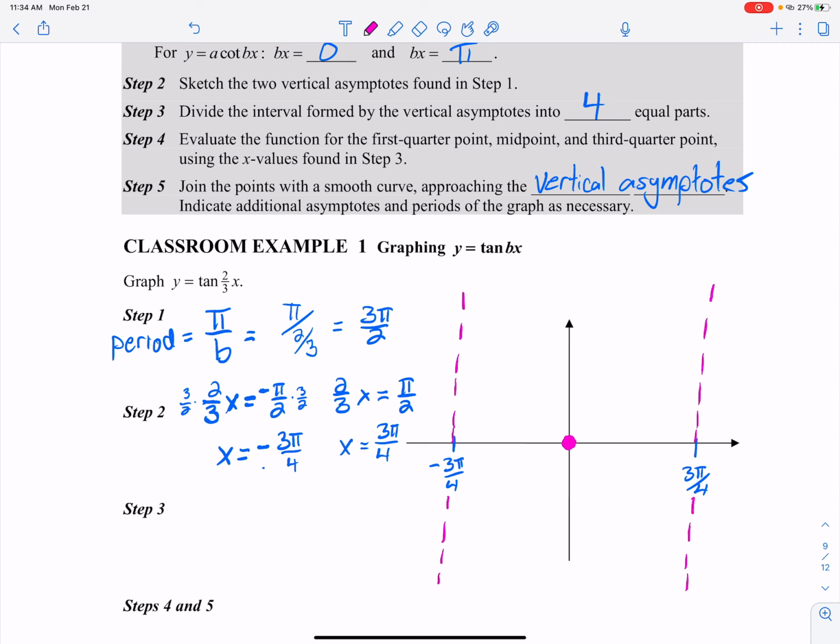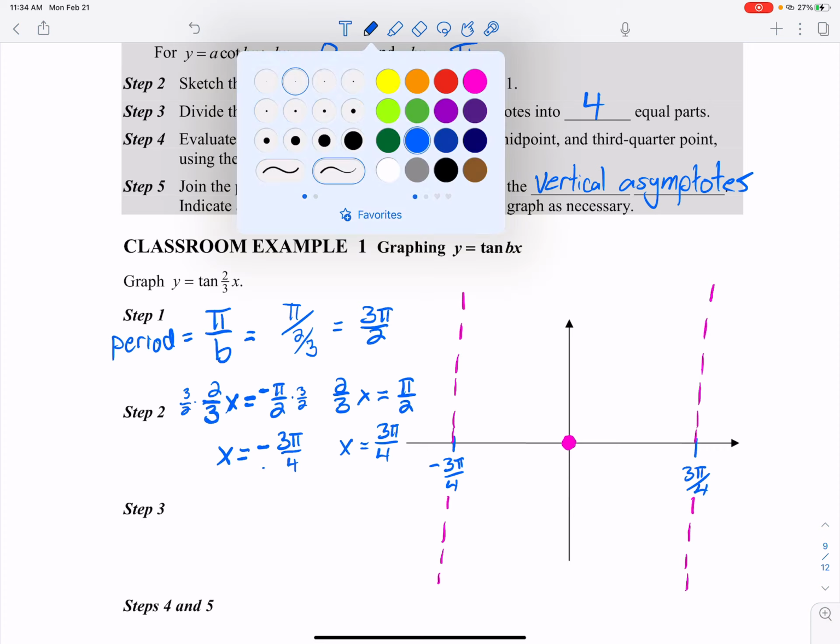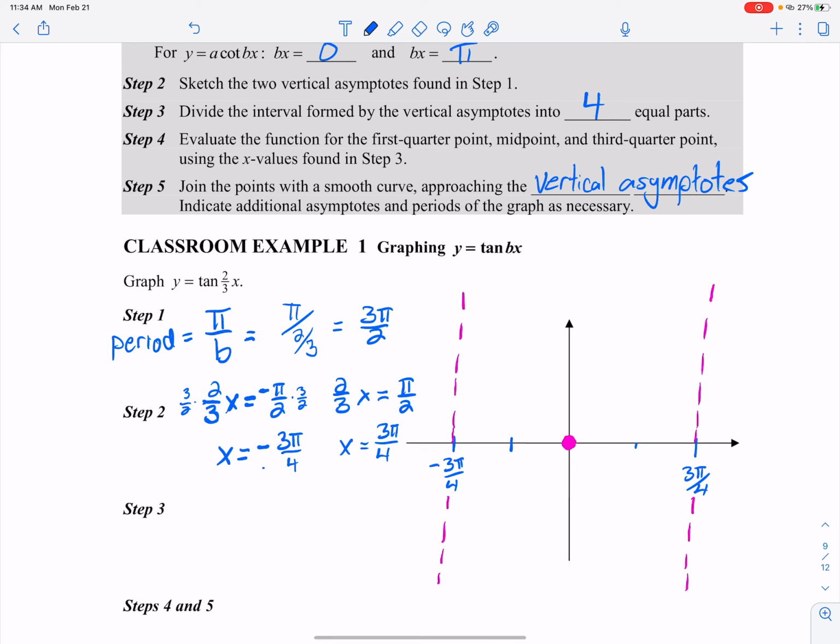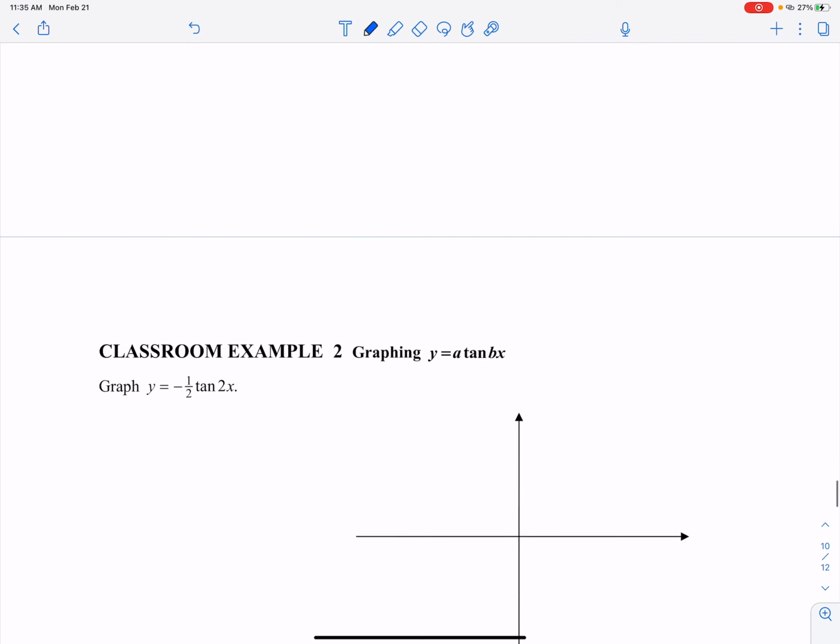And it says to divide it into 4 equal parts. So if I were to divide into 4 equal parts here, I need half of 3 pi over 4. Anybody tell me what that is? Do you guys know how to half a fraction really quick? Don't write this down. 1/2. What's half of 1/2? 1/4. What's half of 1/4? 1/8. What's half of 1/8? 1/16. What's half of 1/16? 1/32.